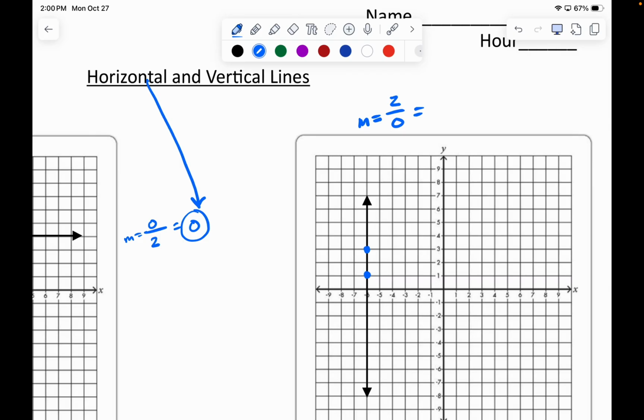Anybody have a calculator in front of them? Do 2 divided by 0 on your calculator and tell me what you get. Just do it on your calculator and tell me what you get. You get a divide by 0 error. You cannot divide by 0. In math, that is not a possible thing to do. So we say this one has an undefined slope.